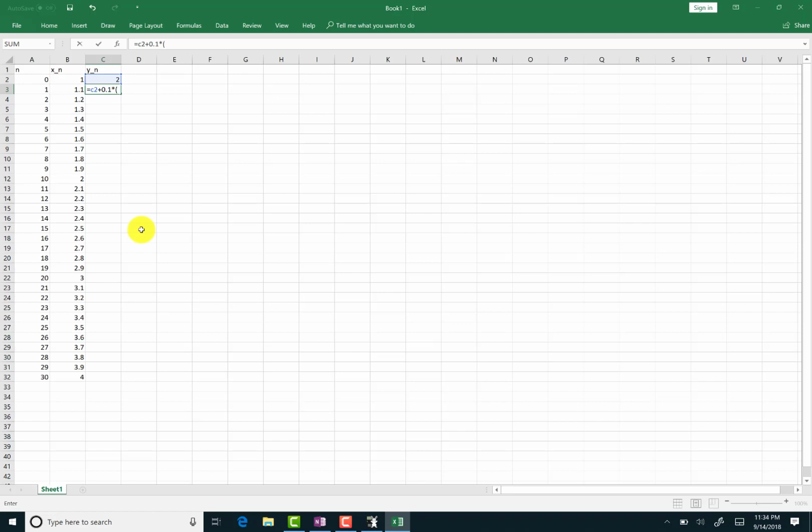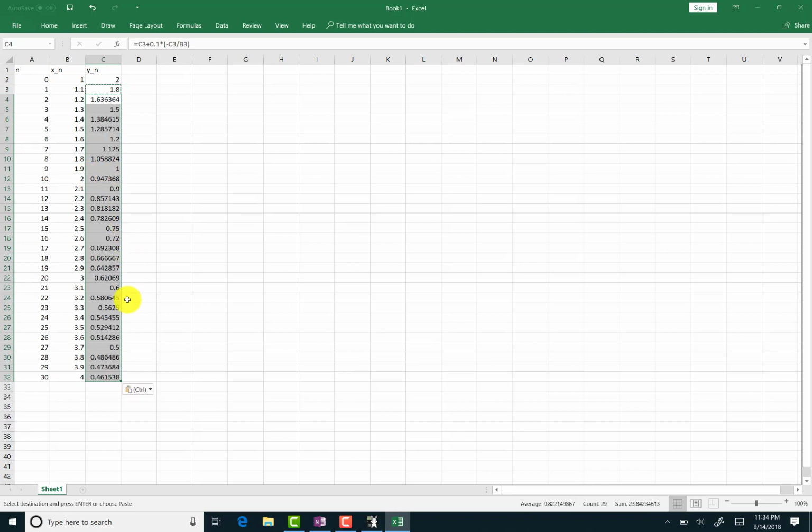Now then, we had negative y over x. So in our case, for this first one, it would be negative y0, so I'm going to put C2, and then I'm going to divide by B2. And I'll end the parenthesis, enter. So you can see this is what we got when we did it by hand. So I'll copy and paste this all the way down.